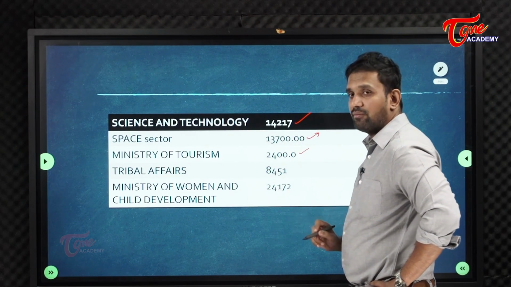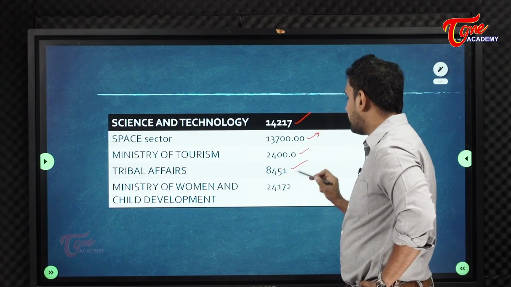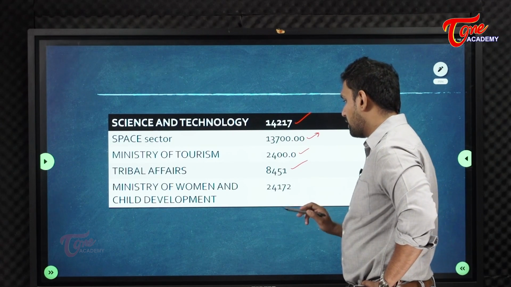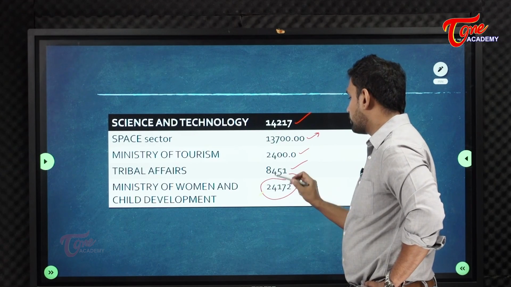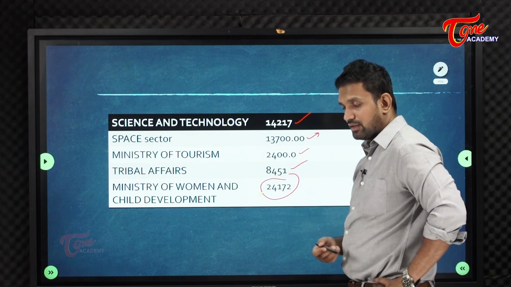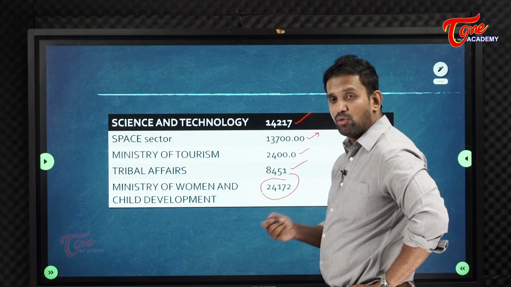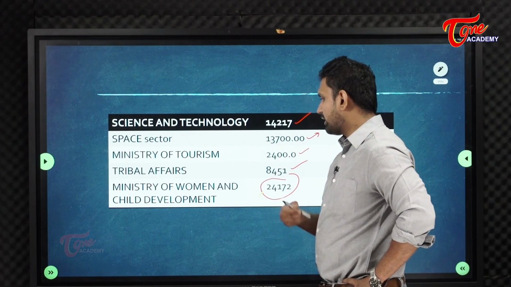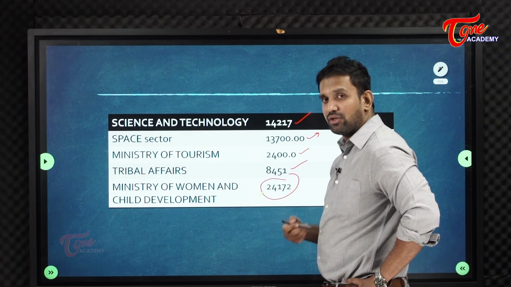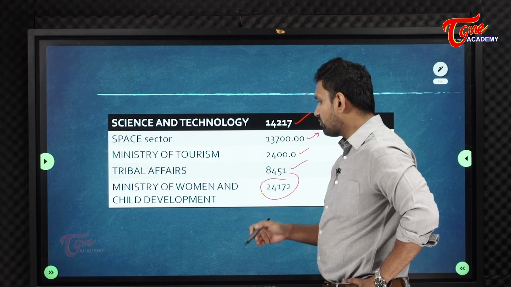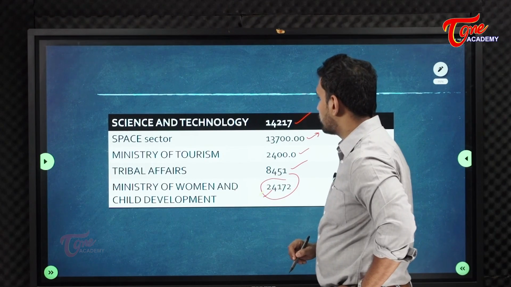Ministry of Tourism has been given 2,400 crores. Tribal development purpose, 8,451 crores. Ministry of Women and Child Development, for the development of women and children in our country, to give them food, pre-pregnancy, during pregnancy, post-pregnancy care, at the time of childbirth. So all the facilities to the women and children, to remove their malnutrition problem, etc. 24,000 crores were given.